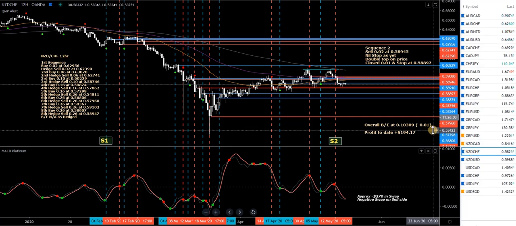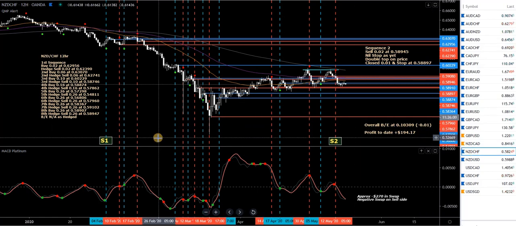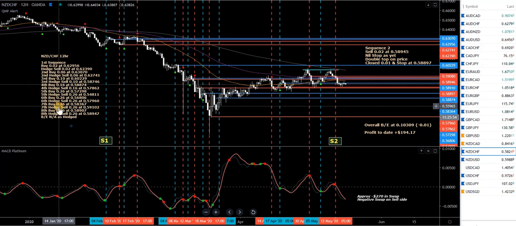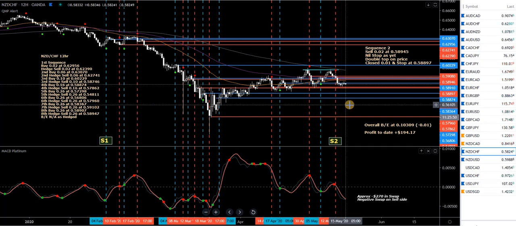All good. New Zealand Swiss franc. This is one of my problem pairs on the 12-hour charts. As you can see all the way over here on the left, I'm in a big sequence. Sequence 1 at the moment, that's hedged. So that started here and it's gone all the way through here.